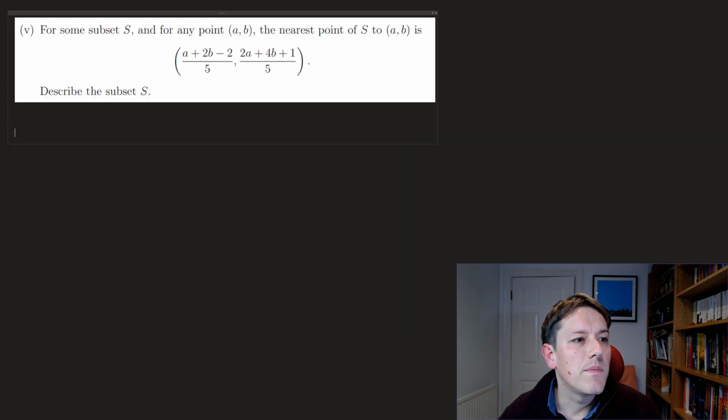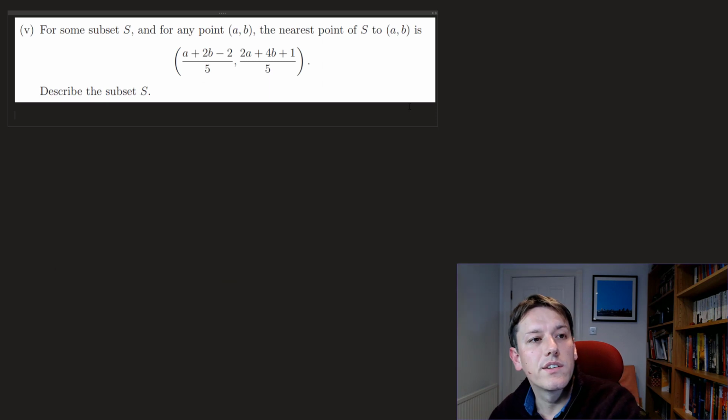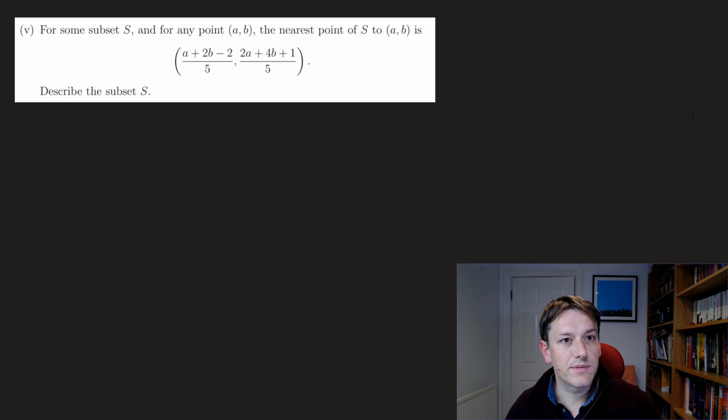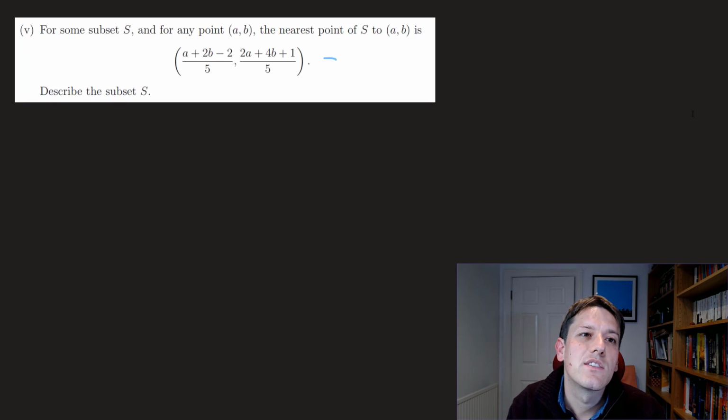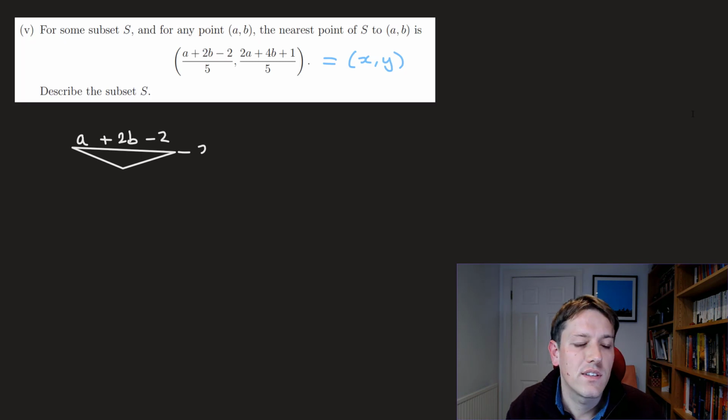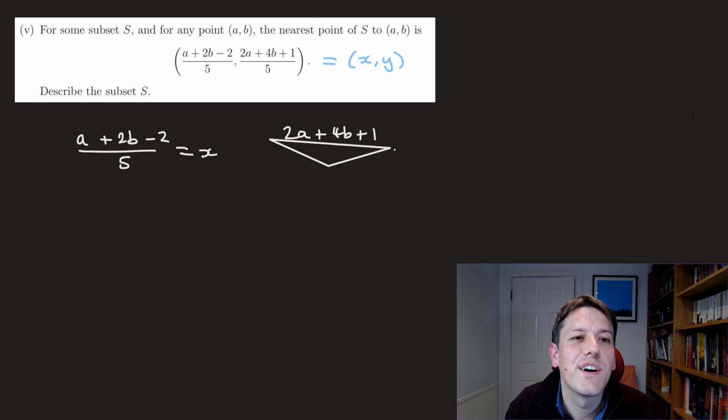Okay, part 5 it says, now this is quite hard as well, for some subset S and any point AB, the nearest point of S to AB is given by this expression here, right? So what we're going to do here is I want to describe what subset S is. So let's just think of this as x comma y, right? So I've got a plus 2b minus 2 over 5 is the x coordinate. We've got 2a plus 4b plus 1 over 5.